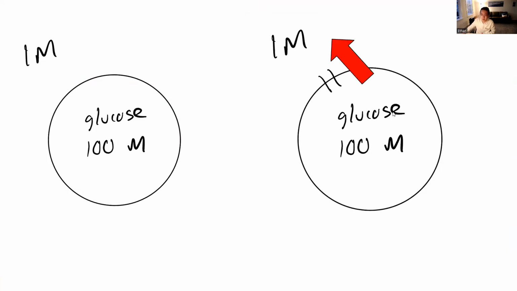Glucose wants to leave the cell. That's a concentration gradient. That's diffusion. That's one part of the electrochemical gradient. These concentrations want to equilibrate. The other part is electric.